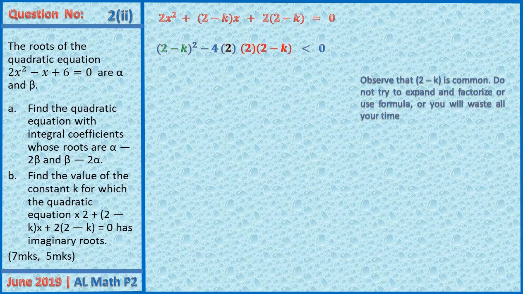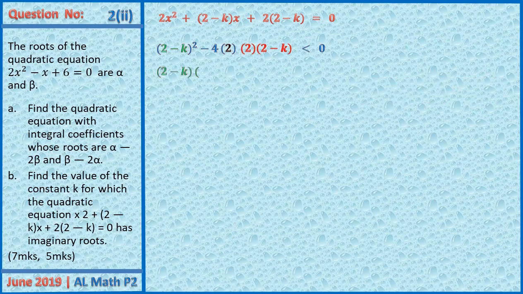Just factorize directly, and do not try to waste your time using the formula, because if you expand completely and use the formula, you'll be wasting a lot of time. Let's just factorize directly. Observe that 2 minus k is common. So we have (2 minus k) times (2 minus k), and the rest of the expression is as shown. So 2 minus k is common, we factor it out. And with the next bracket, we are left with 2 minus k minus 16.